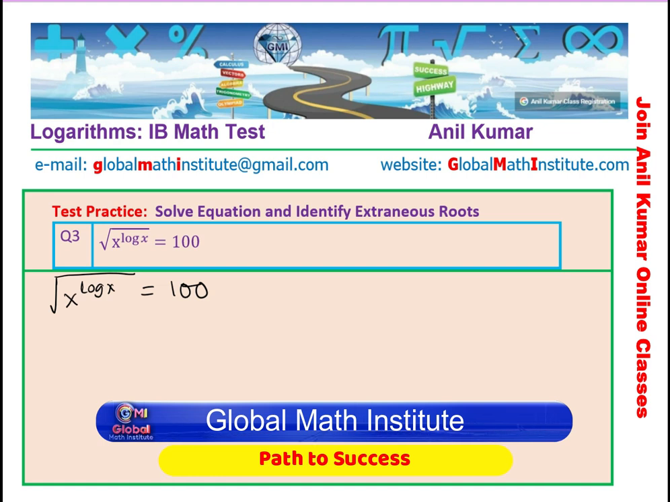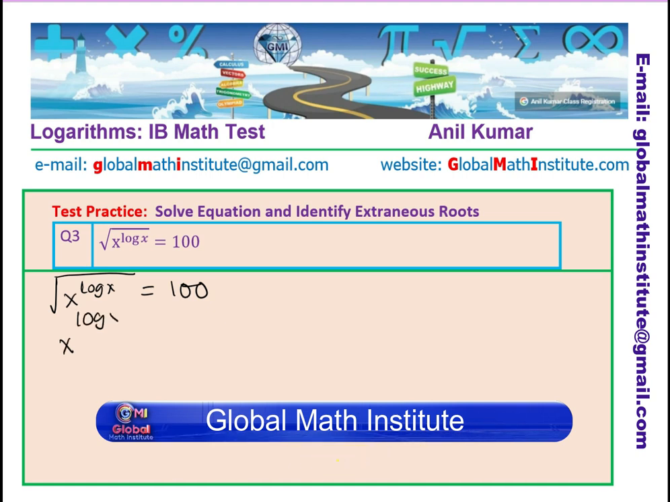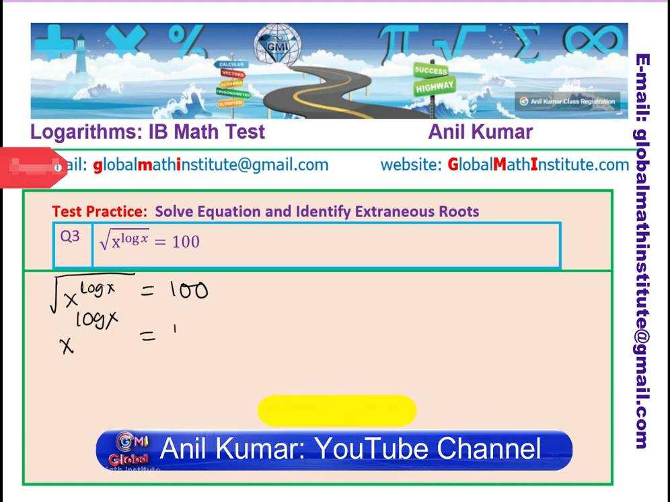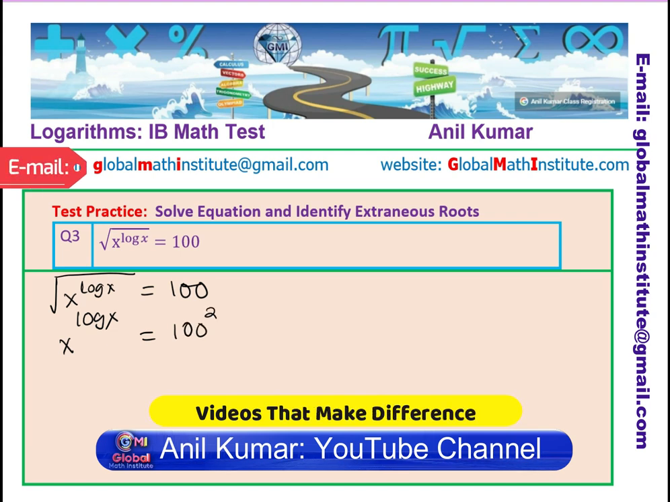Well, what we could do is square both sides. So we get x to the power of log x equals 100 squared. So we just squared both sides and got this. Now, how do we solve the question? Now, this is a tricky part.